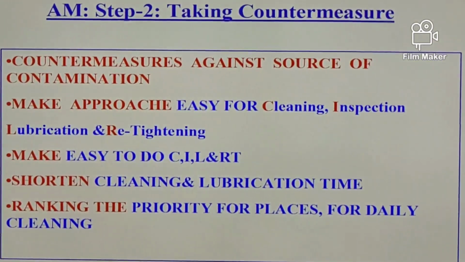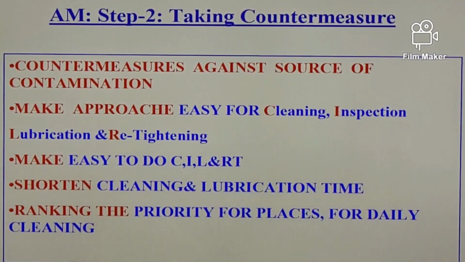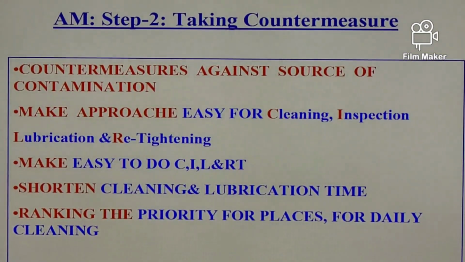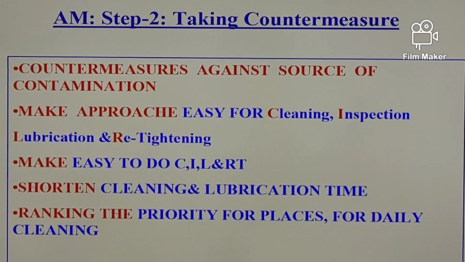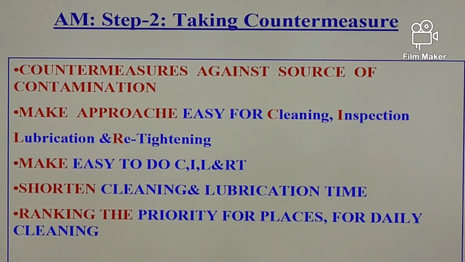In the next step, we have to find out the AM step 2 countermeasures: countermeasures against the source of contamination. Make the approach easy for cleaning, inspection, lubrication, and retightening. Make it easy to do CILRT, shorten cleaning and lubrication time, and rank the priority of places for daily cleaning.